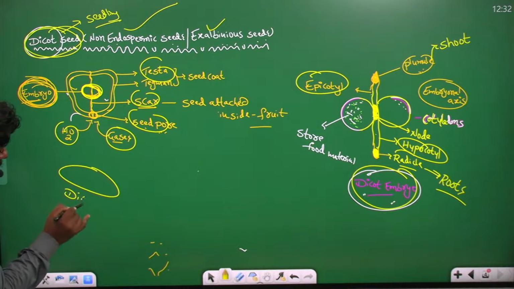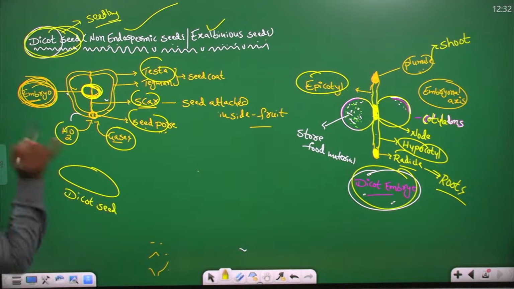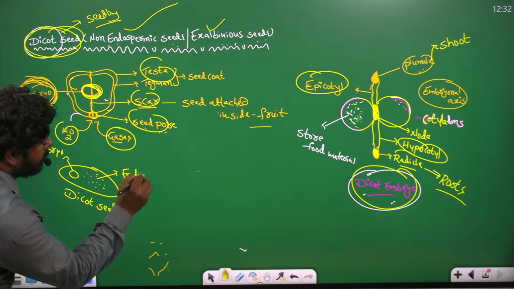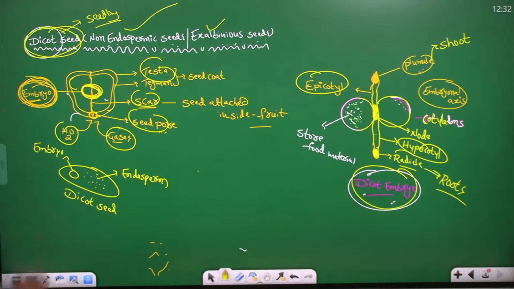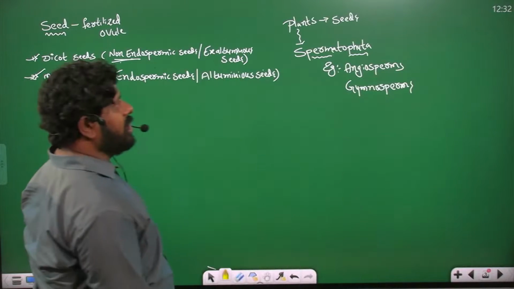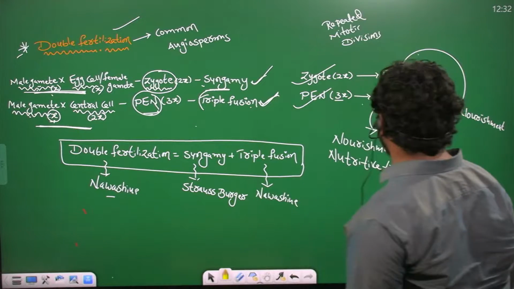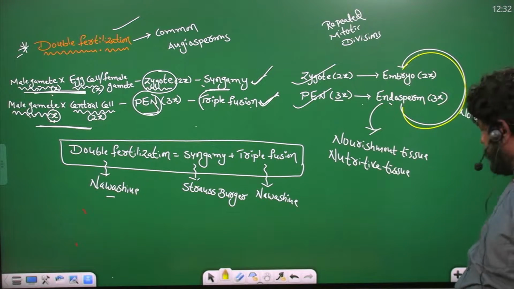Imagine a rough diagram. This is the dicot seed, and this is the embryo, the dicot embryo. Inside the seed the embryo is there, and imagine this is the endosperm. Initially endosperm is present, but what is the function of endosperm? This endosperm provides nutrients to the developing embryo. Correct?